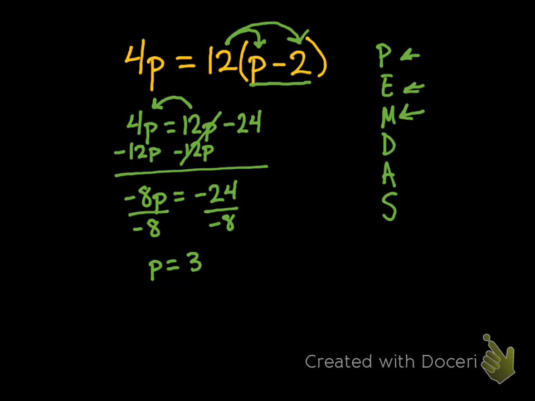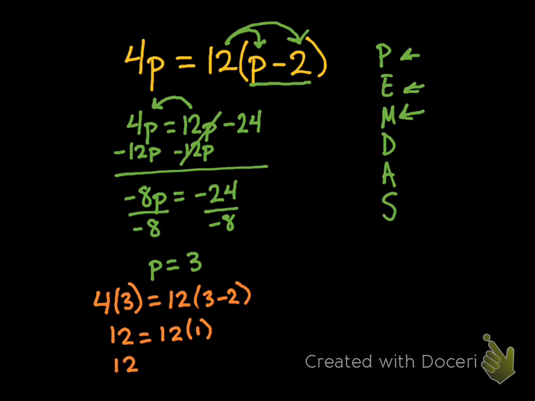Now, as any of my students will tell you, we need to check this next. So, we plug it back into the original equation. 4 times 3 equals 12 times 3 minus 2. 4 times 3 is 12 equals 12 times 3 minus 2, which is 1. 12 equals 12. Good. That means p is 3.